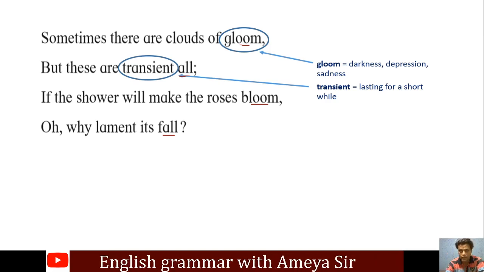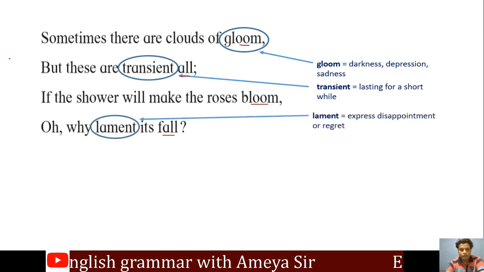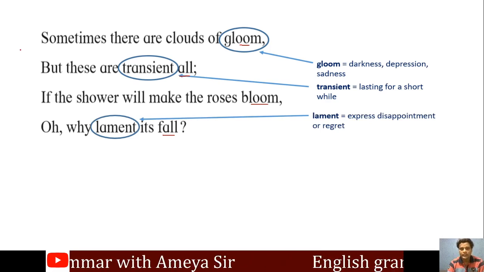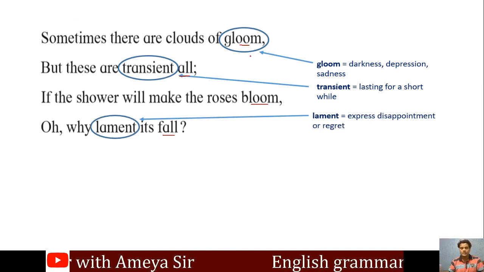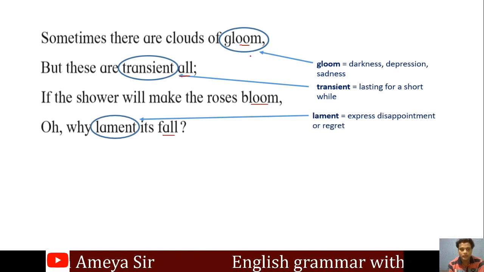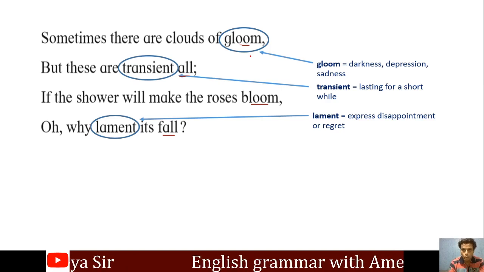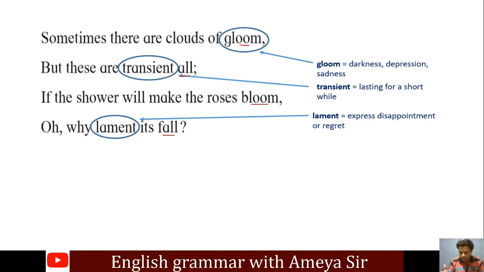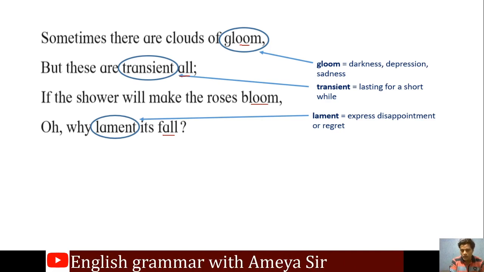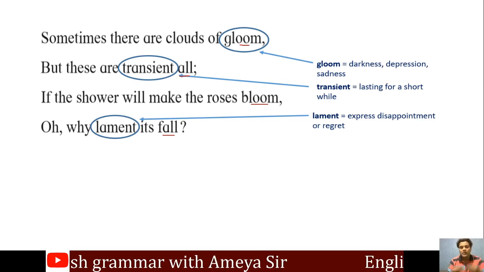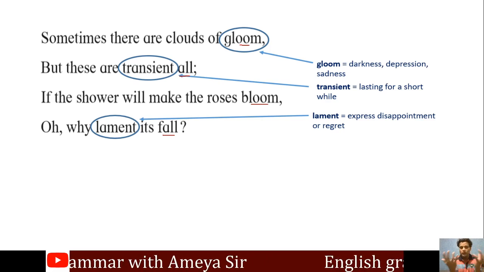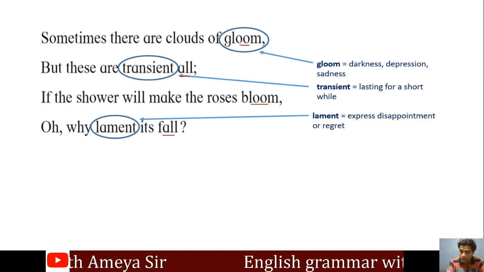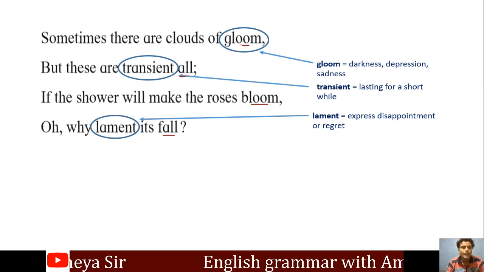Of course, it depends on your efforts. And the last word you have is lament, which means express disappointment or regret. So the poet is saying that if these phases of sadness are temporary, they're transient, and you know that eventually the roses will bloom. Here, it's not actually just the budding. It's not actually the transformation of a bud into a flower, literally. It means that life, whatever will unfold, life will bloom. Everything will unfold for the better. Everything will be absolutely fit and fine.